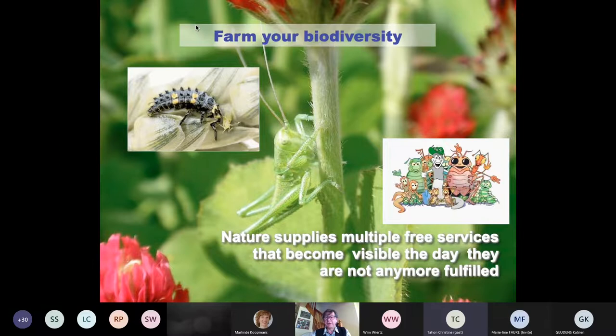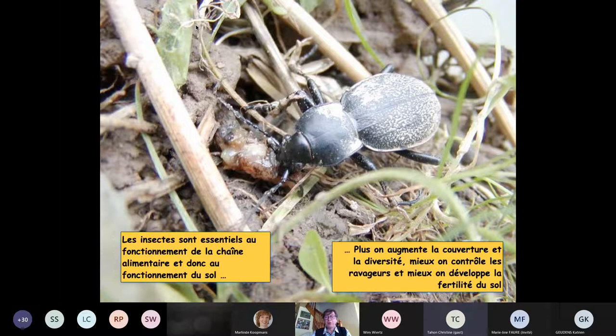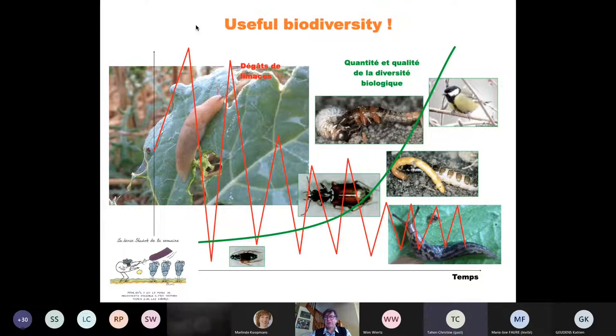For example, we learned a lot about slugs, and that was a big problem at the beginning. Thanks to the diversity, we manage slugs a lot better now. We even found slugs in our field that are eating slugs. So there are slugs that are predators of other slugs, which is quite amazing. We didn't think about that at the beginning.